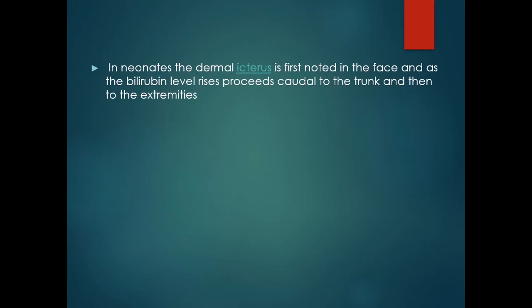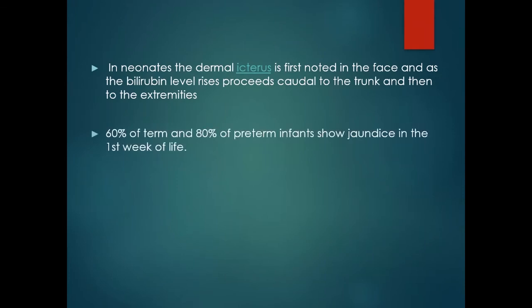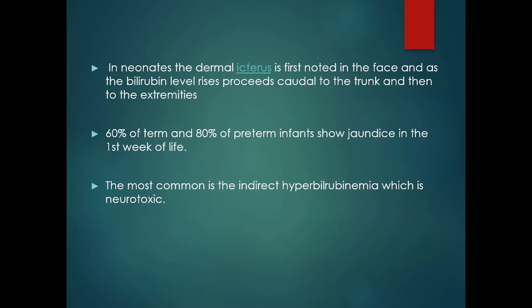In neonates, the dermal icterus is first noted in the face, and as the bilirubin rises, proceeds caudally to the trunk and then to the extremities. 60% of term and 80% of preterm infants show jaundice in the first week of life. That means jaundice is common in the neonatal period. The most common is the indirect hyperbilirubinemia, which is neurotoxic.